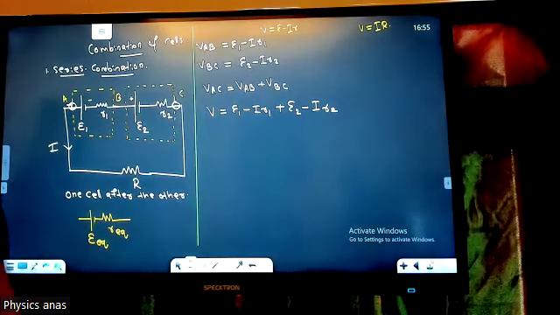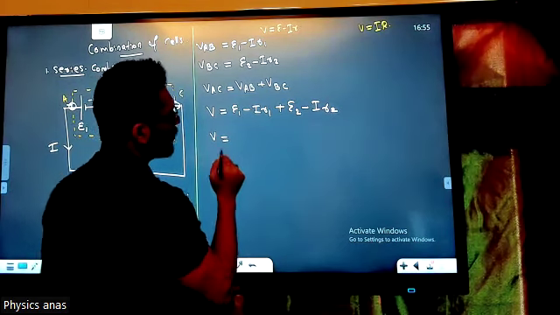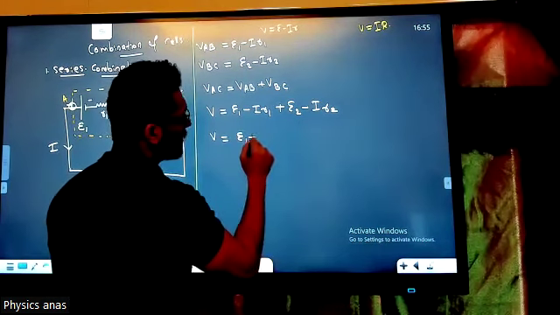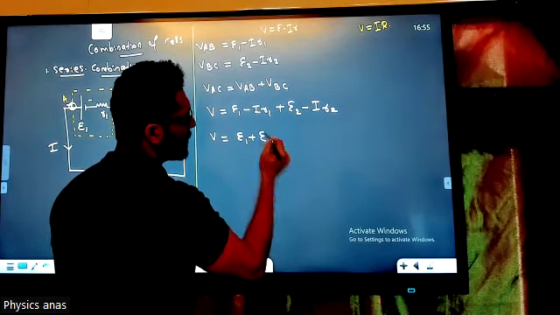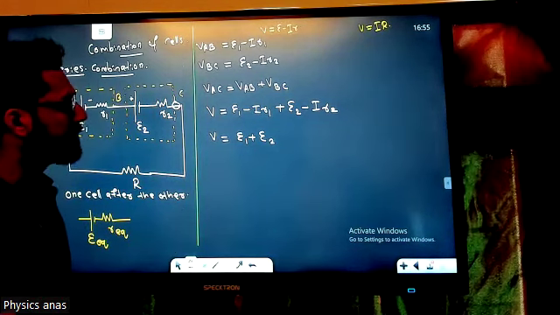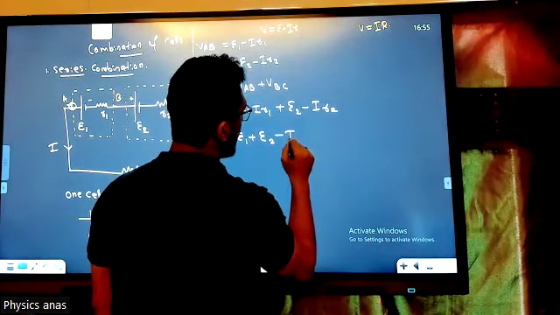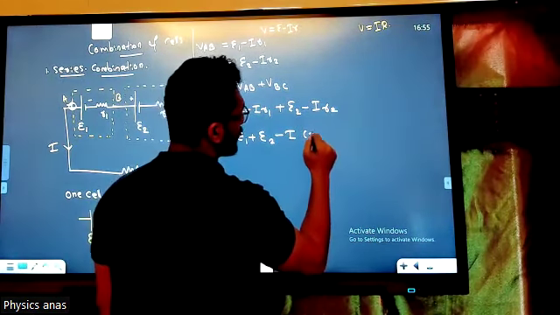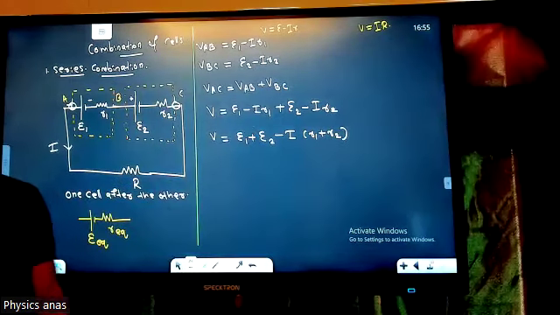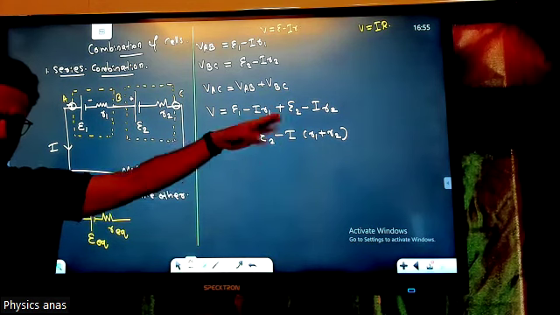Okay. Now I can combine this. V is equal to, I can combine E1 plus E2. I am writing it together. E1 plus E2 minus I into R1 plus R2.